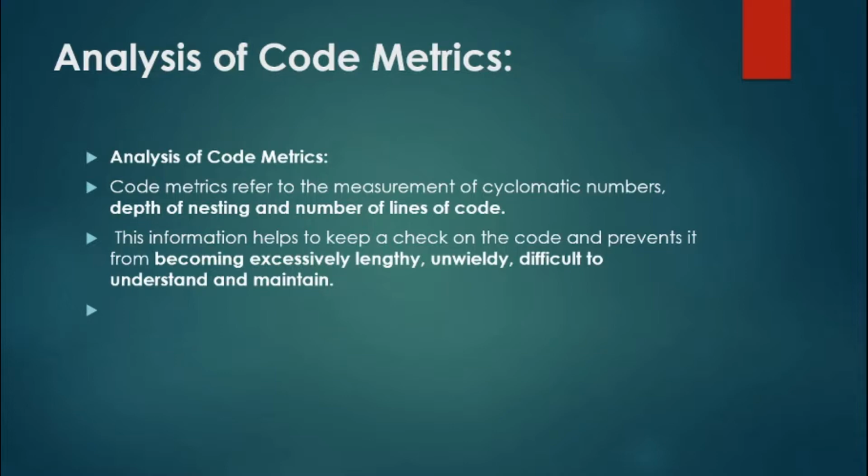The information helps to keep a check on the code and prevent it from becoming excessively lengthy, unwieldy, difficult to understand and maintain. So let me explain the significance of the number of lines of code. For example, if I have a software which has 10,000 lines of code and I have the same application with only 3,000 lines of code, which will have a better performance? Obviously, the one with 3,000 lines of code because it has less code and the compiler will take less time to compile it, and its performance also will be better compared to the one having 10,000 lines of code. So it's very important to make sure that no excessively lengthy code is present. Also, code reusability is ensured and maintained.